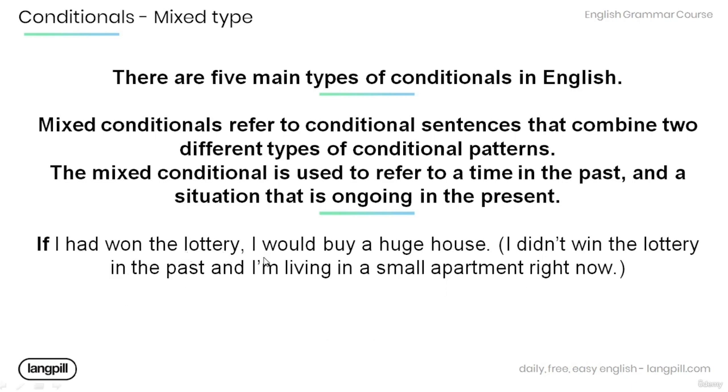If I had won the lottery, I would buy a huge house. Now, this means that I didn't win the lottery in the past, and I'm living in a small apartment right now.